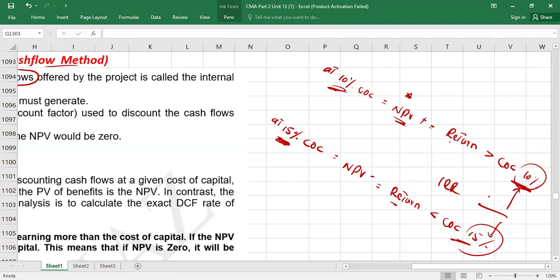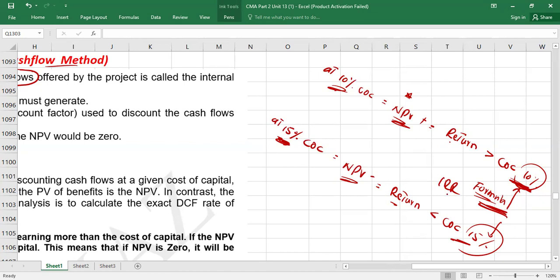So we'll find out exactly that point. How to find out that point is called interpolation. Interpolation means when you calculate IRR between a positive NPV and a negative NPV, because IRR will be in between. That is called the concept of interpolation. So what is IRR between 10 and 15%? This we will find through the formula. We will apply the formula, and that formula will tell you exactly this is the IRR amount. So this is one concept of IRR.